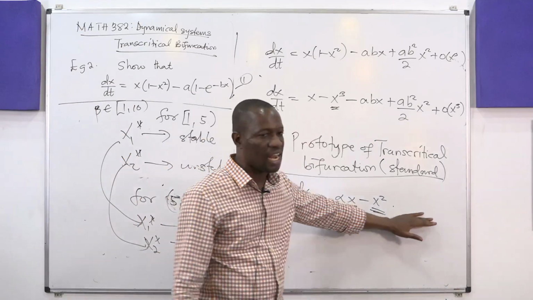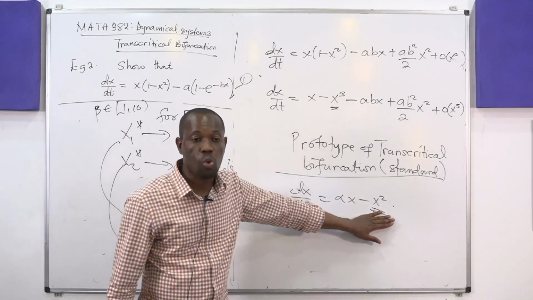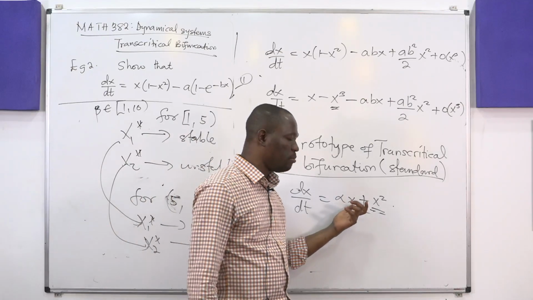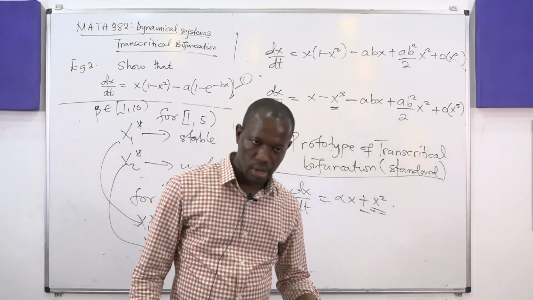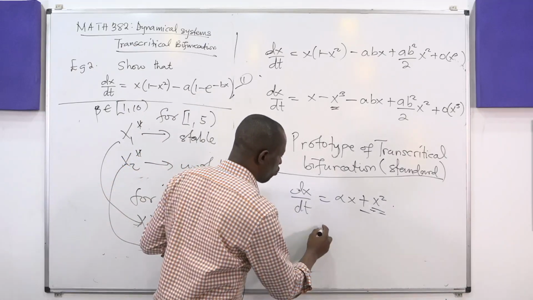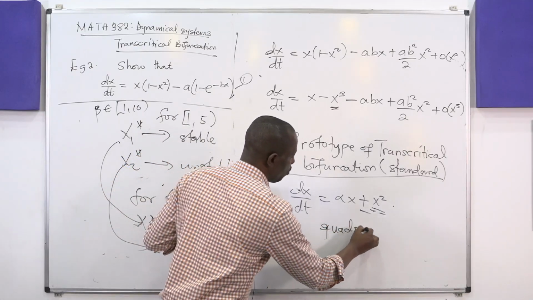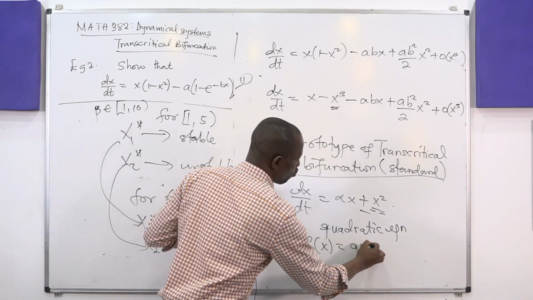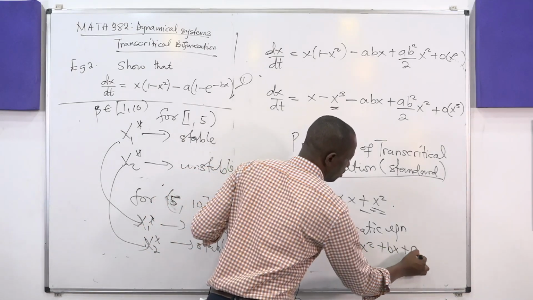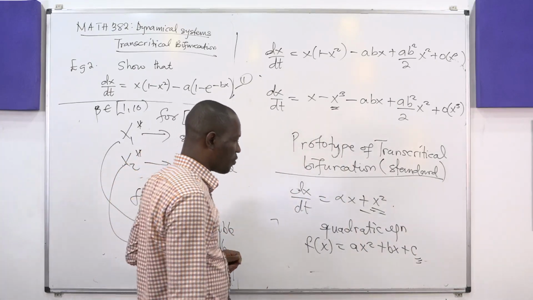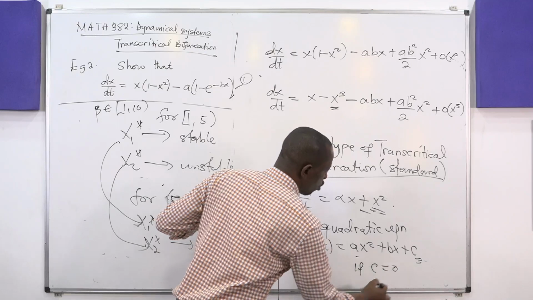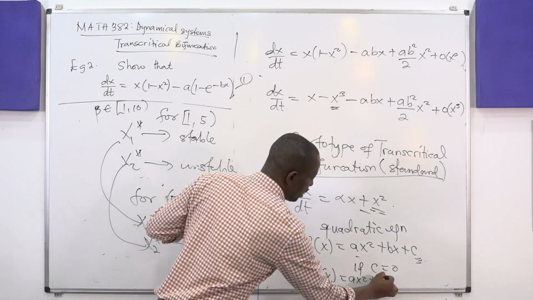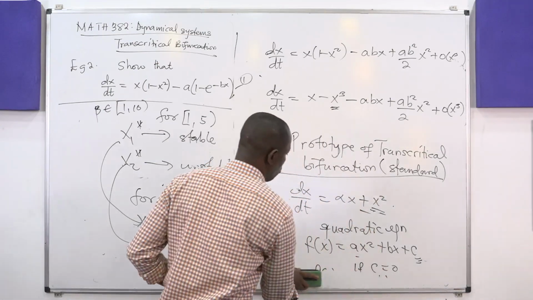And for transcritical verification, this is the standard form. It should be like this. The x power should be squared. Here can be plus or minus. Is that okay? And then the other term should be x. It should be a constant. We know that the general quadratic equation is f of x equals ax squared plus bx plus c. Is that okay? So for a transcritical verification, if c is equal to 0, what do we get? f of x equals ax squared plus bx.